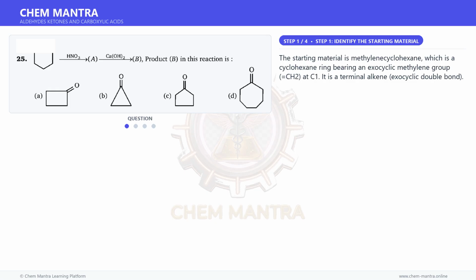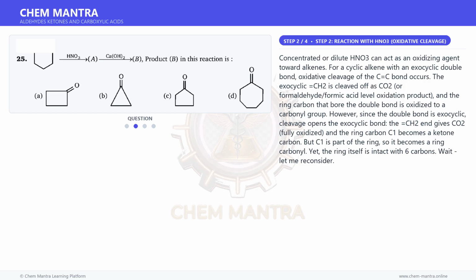The starting material is methylene-cyclohexane, which is a cyclohexane ring bearing an exocyclic methylene group, =CH2, at C1. It is a terminal alkene, with an exocyclic double bond. Moving on to the next step.